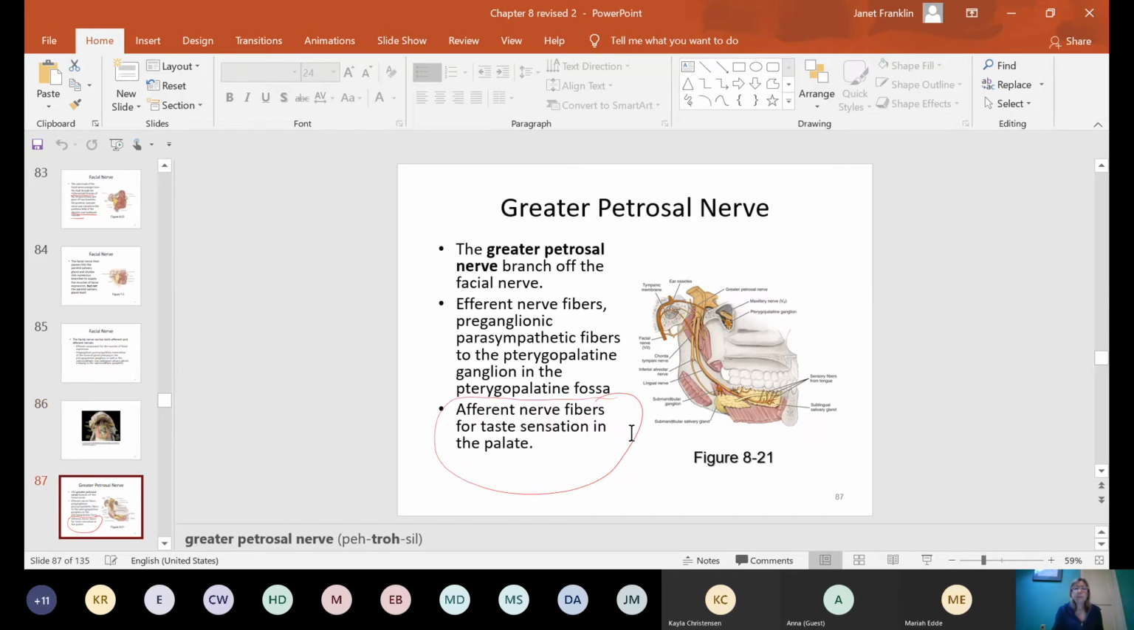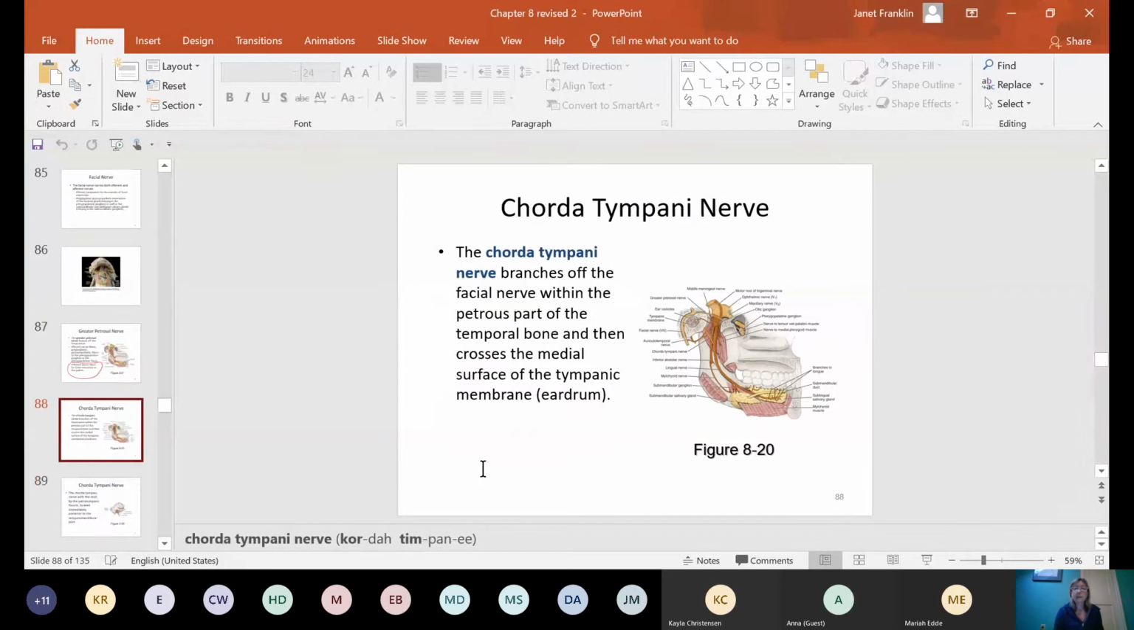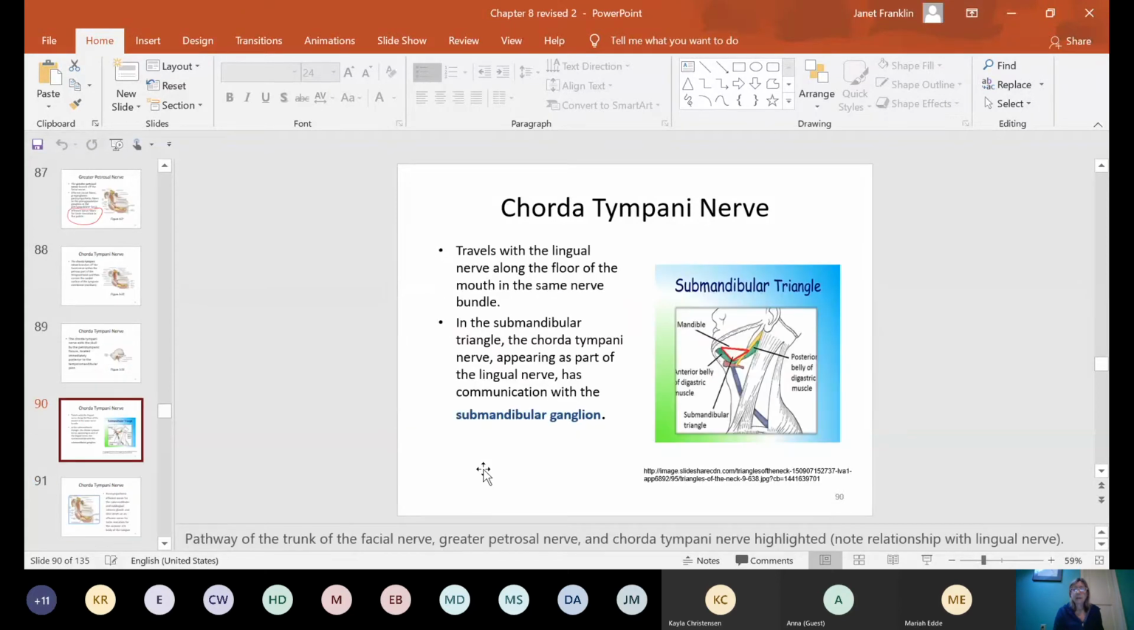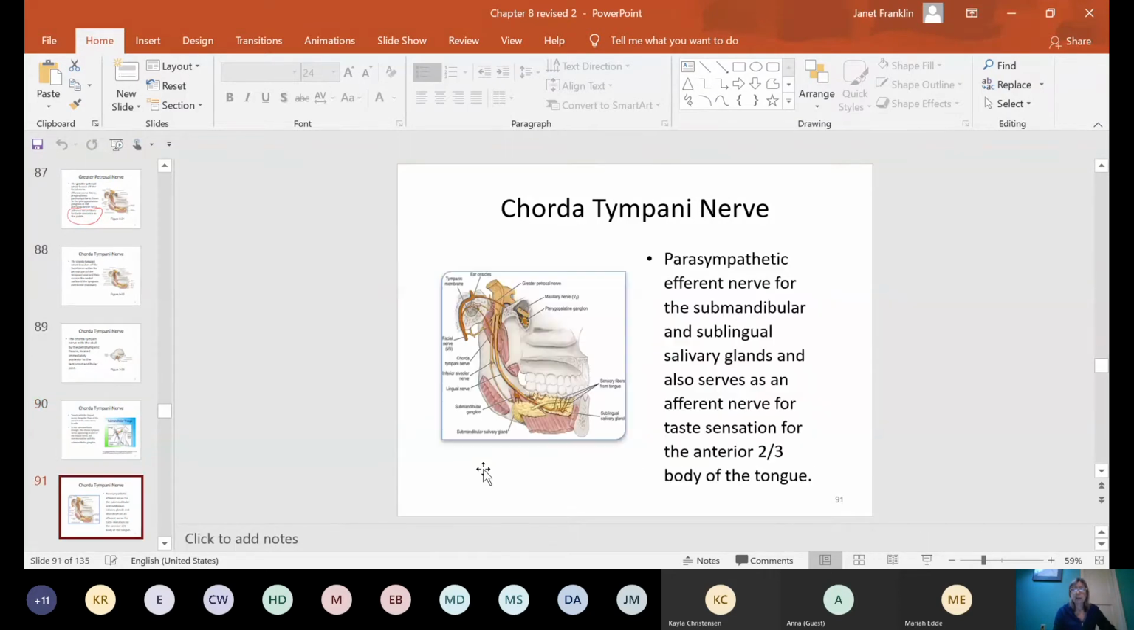You've also got your greater petrosal nerve, which is a branch off the facial nerve. It's efferent and afferent for taste sensation in the palate. So this part right down here where I circled, it's afferent for the taste sensation in the palate. And then you've got your chorda tympani, which is another branch of the facial nerve. And these are some pictures just of where the nerves travel.